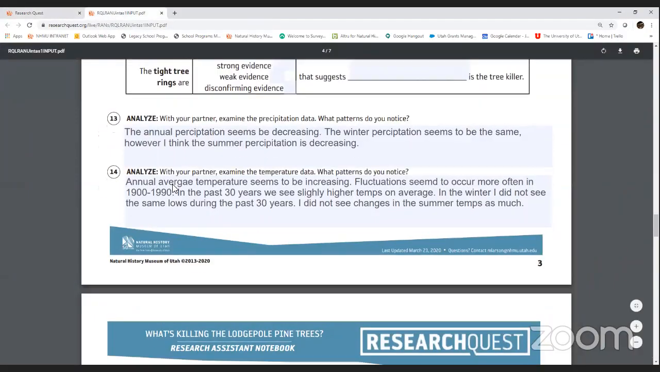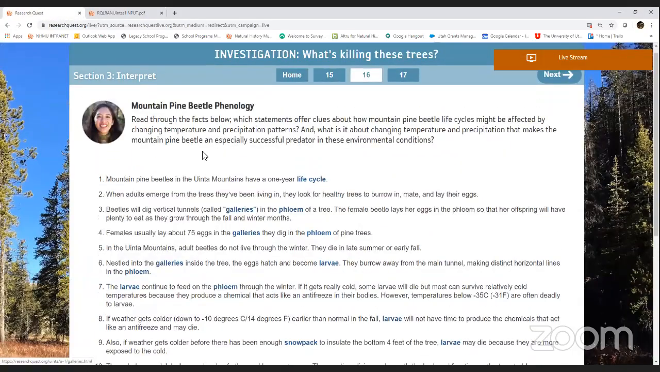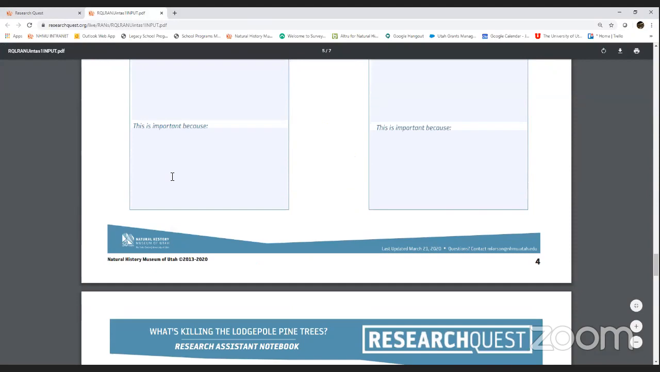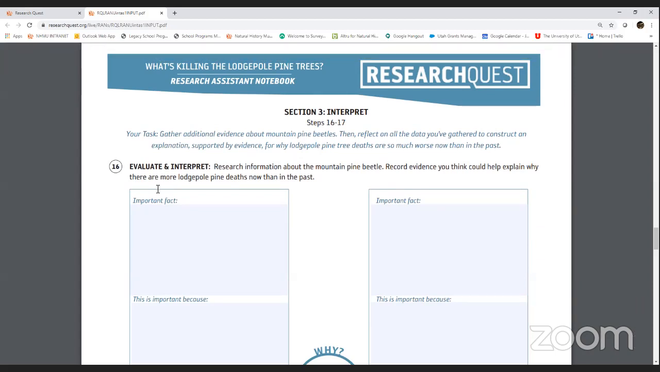Okay, I'm going to give you some time to read this step 16. Then in our research assistant notebook, we are going to be working on page 4. Page 4 is for steps 16 and 17. It says, gather evidence about mountain pine beetles. Then reflect on all of the data you've gathered to construct an explanation supported by evidence for why lodgepole pine tree deaths are so much worse now than in the past.